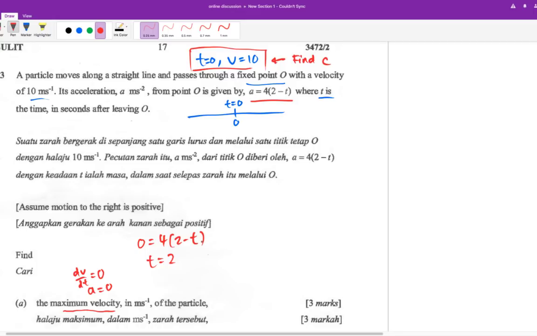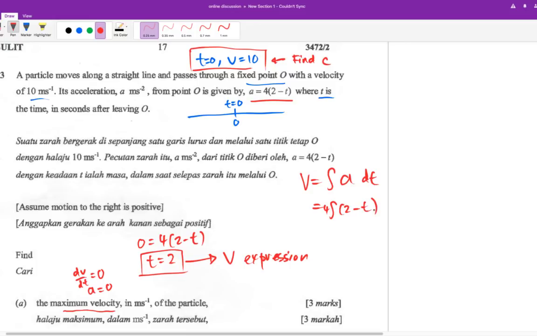Okay, so if t equals 2, I need to find the maximum velocity. I need to substitute back into my v expression here. But I don't have any expression for v, right? I mean the equation of v. So in order to get the equation of v, I will need to integrate a dt. I will integrate 4, which I leave outside because it's just a constant value, times (2 minus t). If I integrate this, I will get 2t minus t squared over 2 plus c. So this should be 8t minus 2t squared plus c equals v.